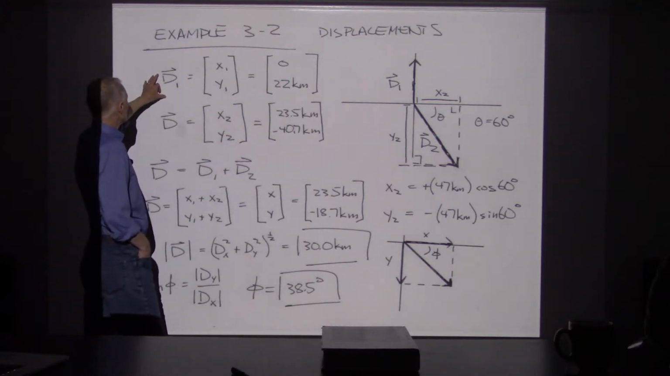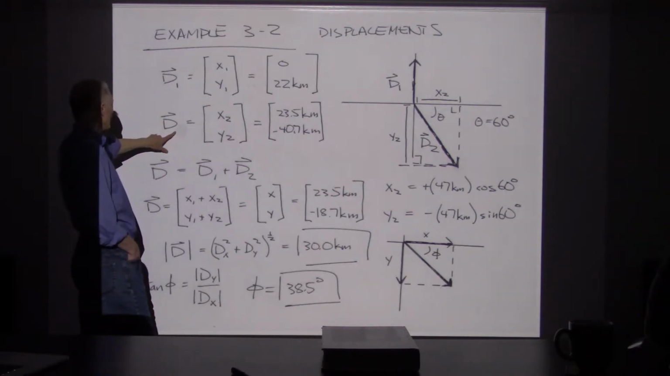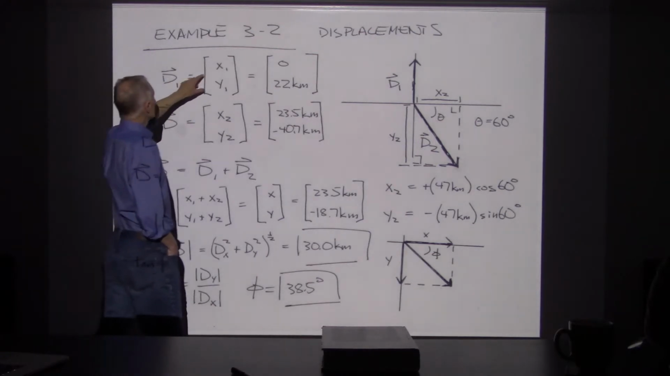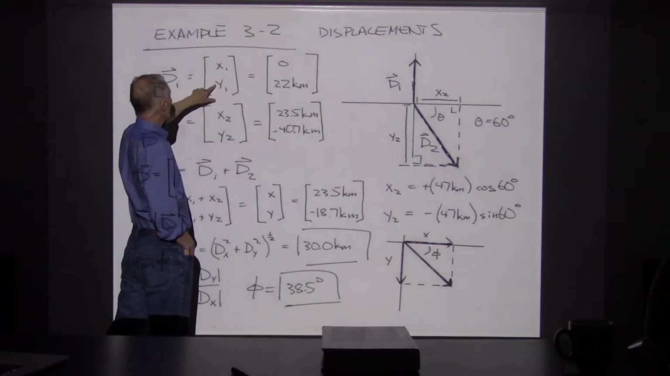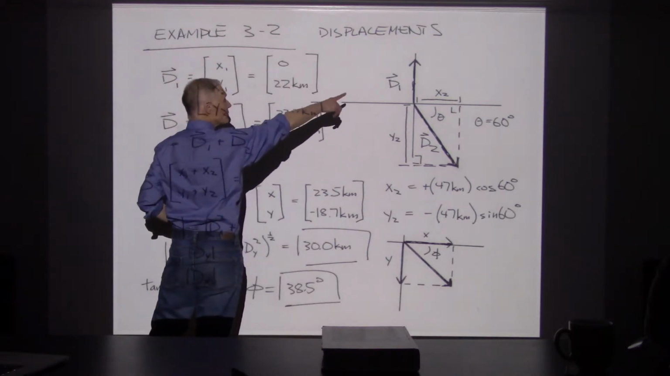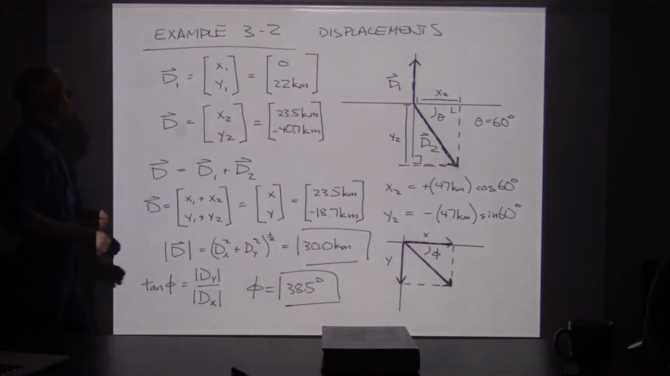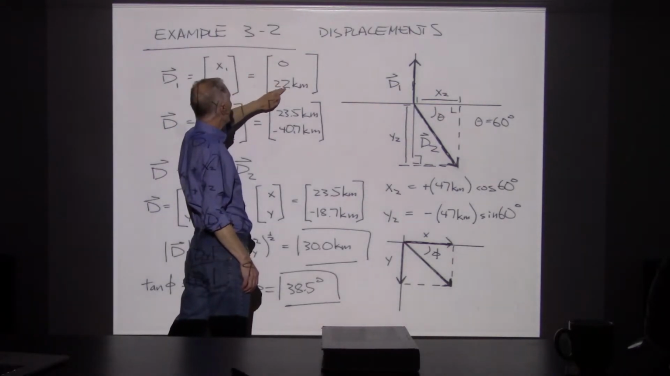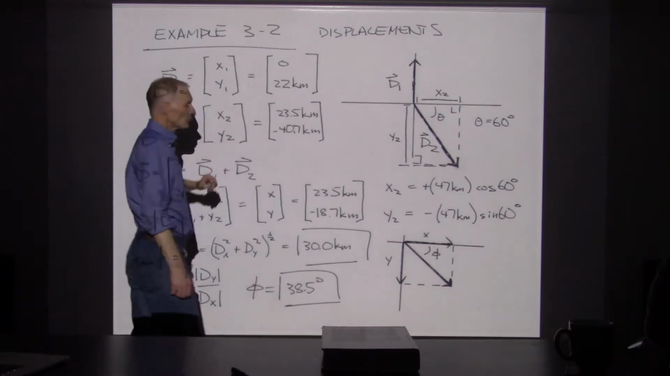The first vector, d1, oh, that's d2. I didn't get that added in. That's got to have a 2 on it. So this is d1. It consists of components x1 and y1. X1 is 0. If I look at that first displacement, it's not going in the x direction at all. And so I can just write that as 0. And then it's 22 kilometers, really.